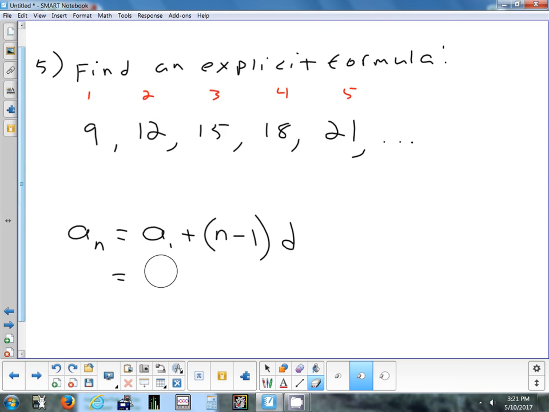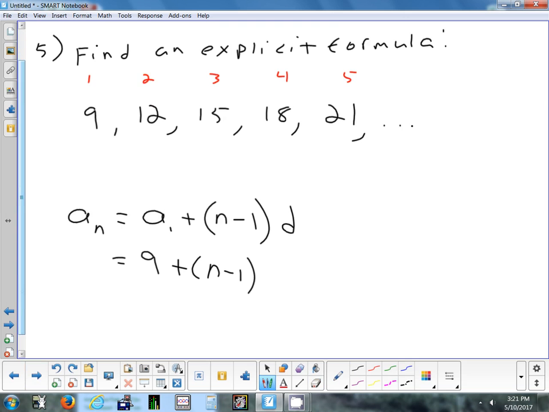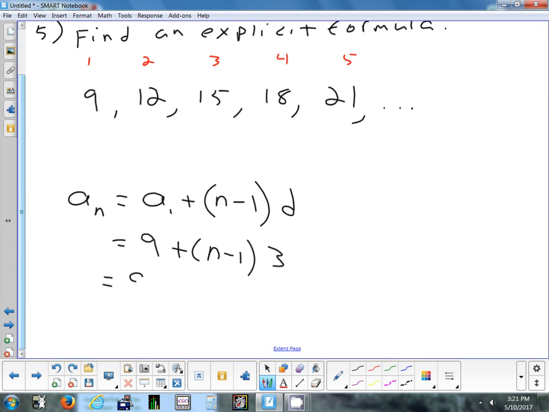First term is what? 9. And what's the common difference here? That'd be 3. So let's do that out. Distribute. What do you get when you distribute? You get 3n and minus 3. And my final answer? 3n plus 6.